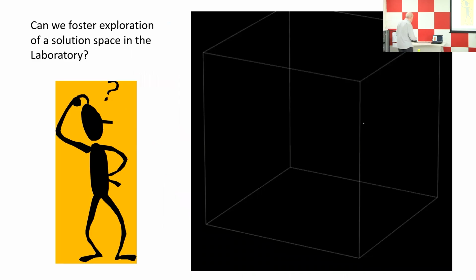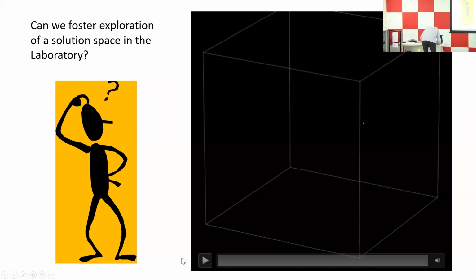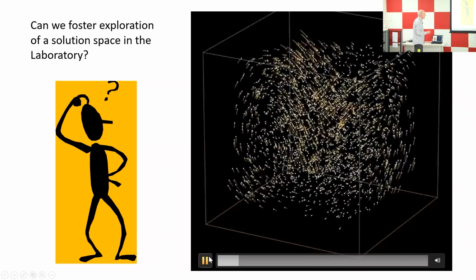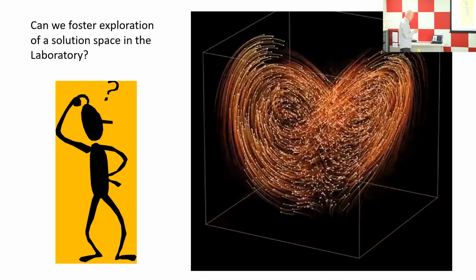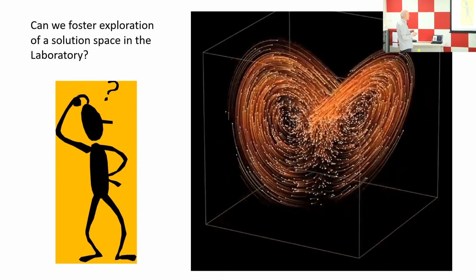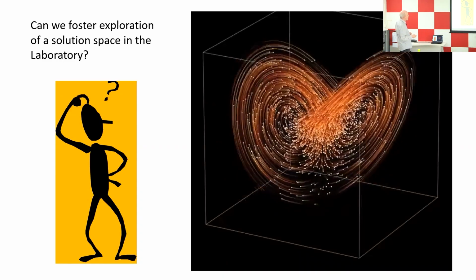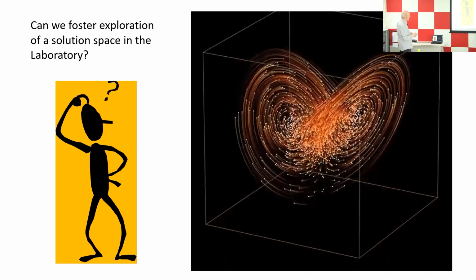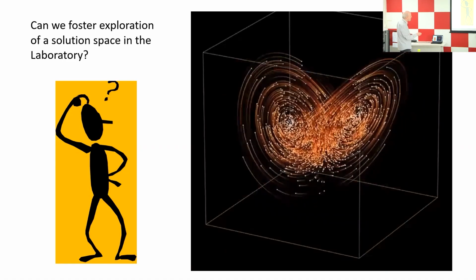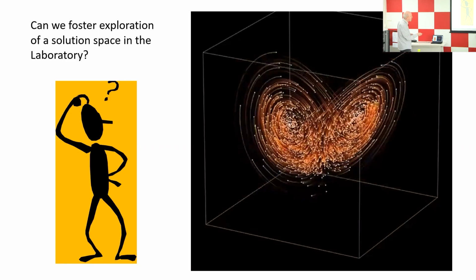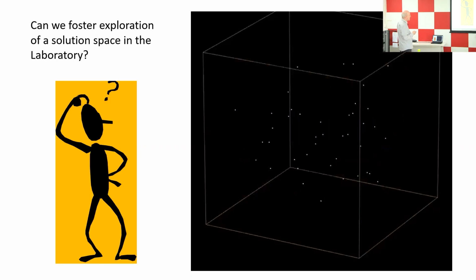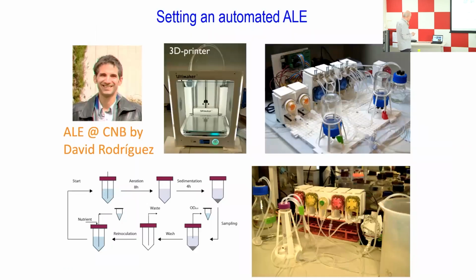So, the question is, can we do that in the laboratory? Can we start with a situation where you have a dispersion of points, but then after a while you can find a point here or there that is a solution to your particular problem? Okay, so that will be the next question to address.